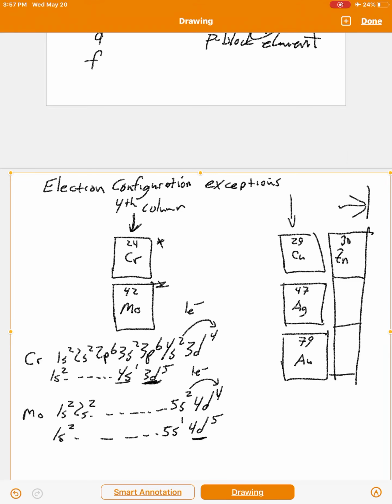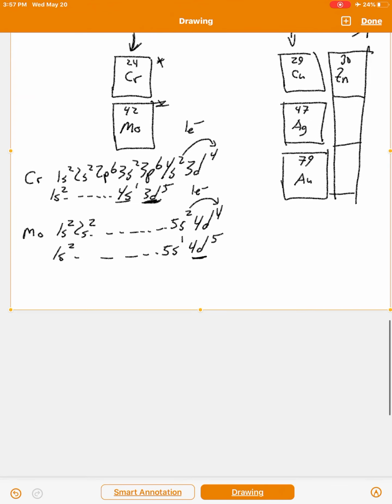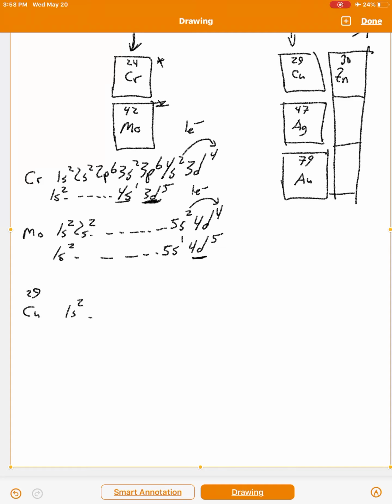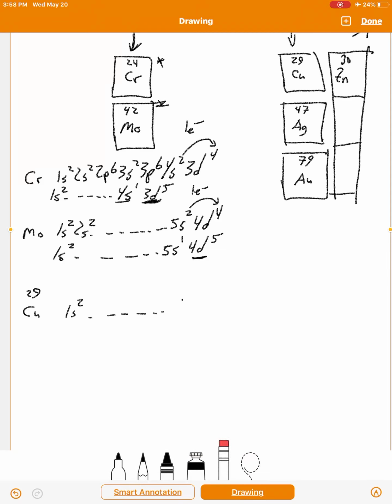The other 3, copper, silver, and gold, same phenomenon. The outermost s is promoted to the outermost d. So copper, for example, you would expect it to be 1s2 all the way to 4s2, 3d9. That's what you would expect. But promotion occurs. Only one electron is promoted to the outermost d. So you get 1 and 10.